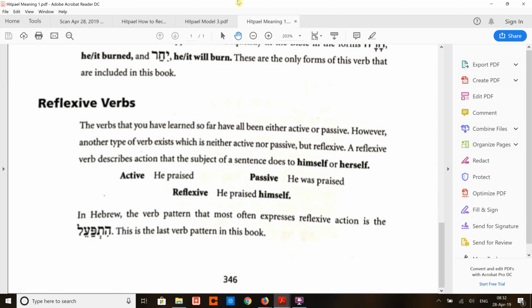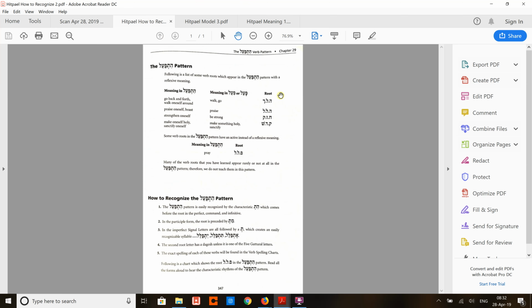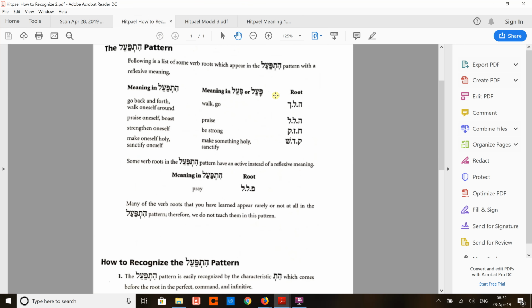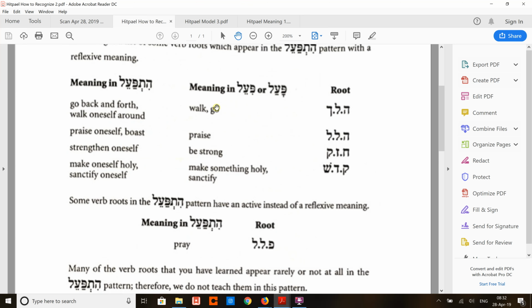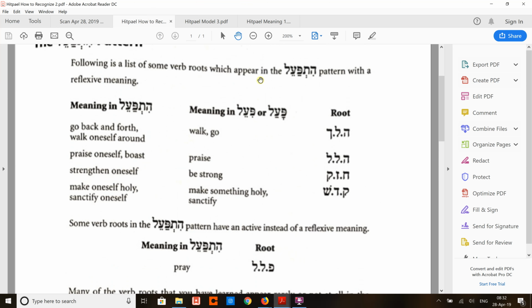Okay, so let's go to the how to recognize section. All right. Here are some verbs that appear in the hitpael that also appear in the paal, with their reflexive meaning. So halach, hey, we know this one, right? Halach we have all the time. Halach, he walked or he went. Walk or go is what it means in the paal and also in the piel.